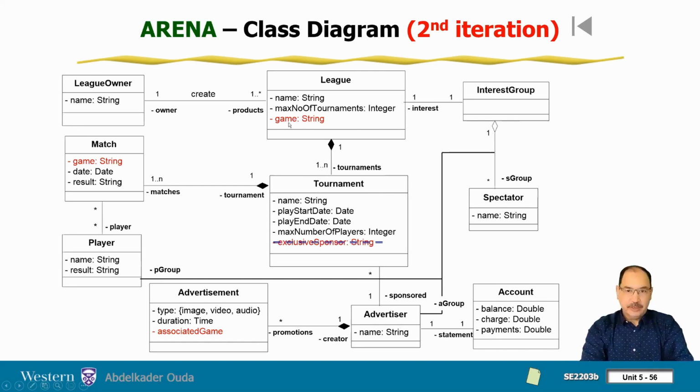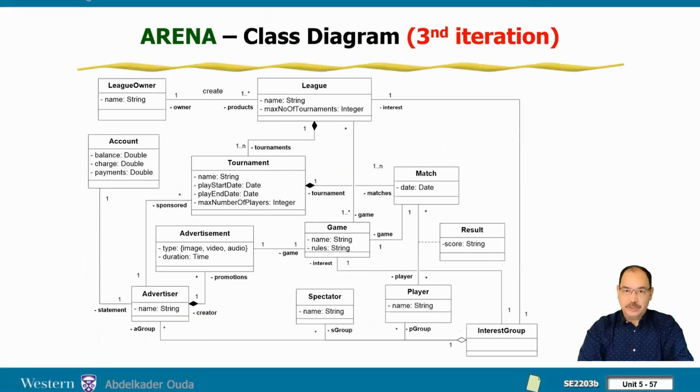In this case, we need to create a new class game and make the league reference that game, make the match reference that game, and make the advertisement also reference that game. And also we need to look at this here. When you say match with the player is many to many, we need to put the results. So I'm going to revise this diagram and reorganize it in a different way to be easier to read.